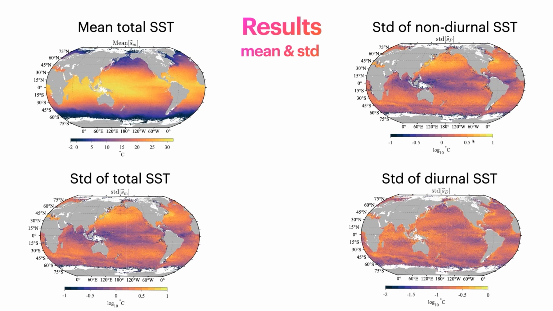So, a few global results on this new data set. First of all, here on the top left, I'm showing you a gridded mean SST from this new data set. So it looks approximately like what you would expect in the ocean.